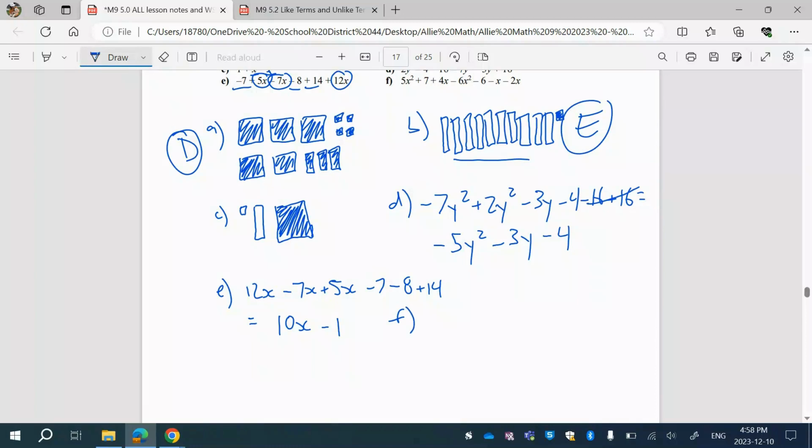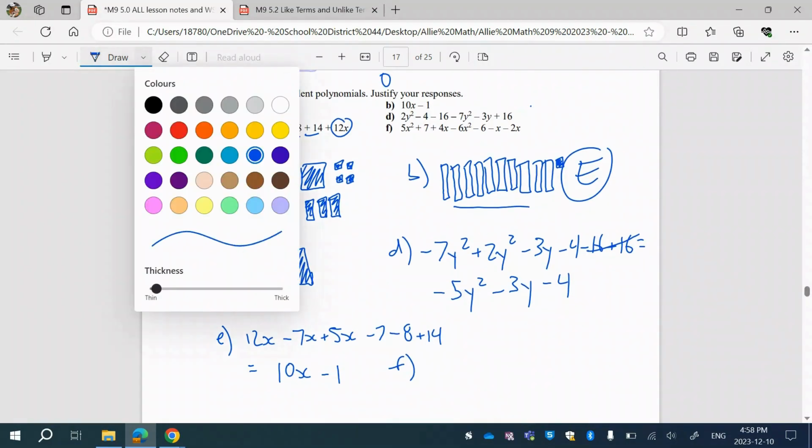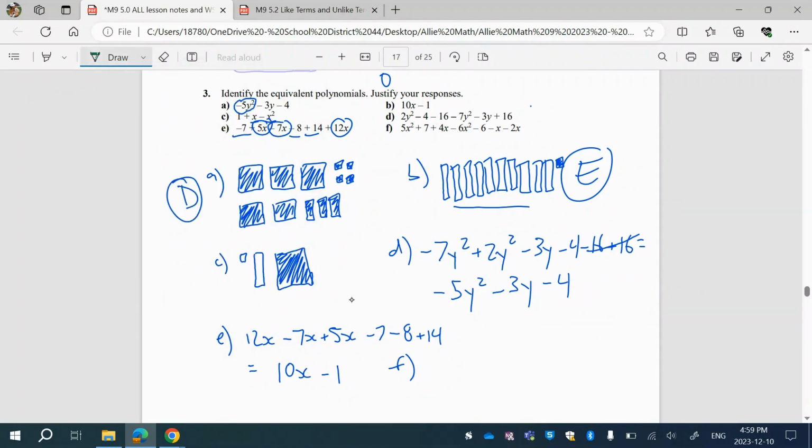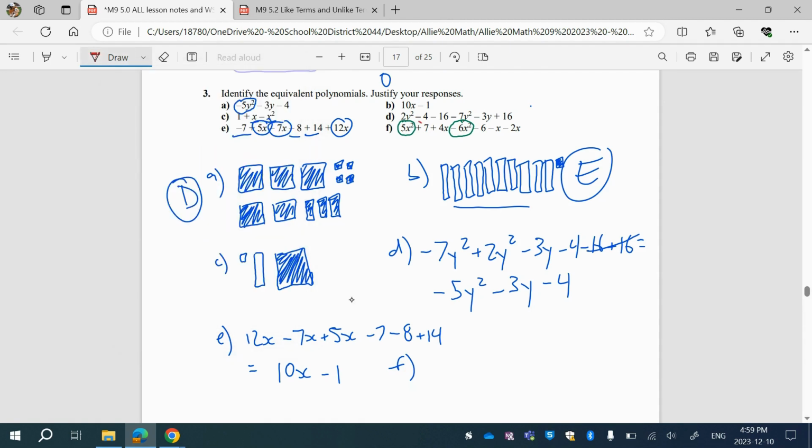Let's do F. So let's first look at our big long set of terms and see what we can combine. So let's look at our 5x squared. Are there any other x squareds? Yes, there are. A negative 6x squared. Let's look at our next term in line. We have a plus 7. Are there any other just constants without a variable? Yes, there is. There's a negative 6.